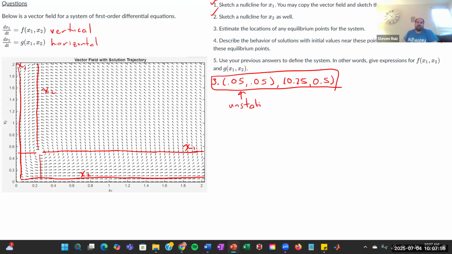Looking into the future here, in later sections we'll be more specific about stability now that we're looking at two equations at once. But that looks to be unstable. What about this point, 0.25, 0.5? This one I have a much better idea about. If we pick a point sort of nearby, and that's a point on a solution curve, what's it going to do? It looks like it's going to circle around that point indefinitely, never getting any closer or any further away.